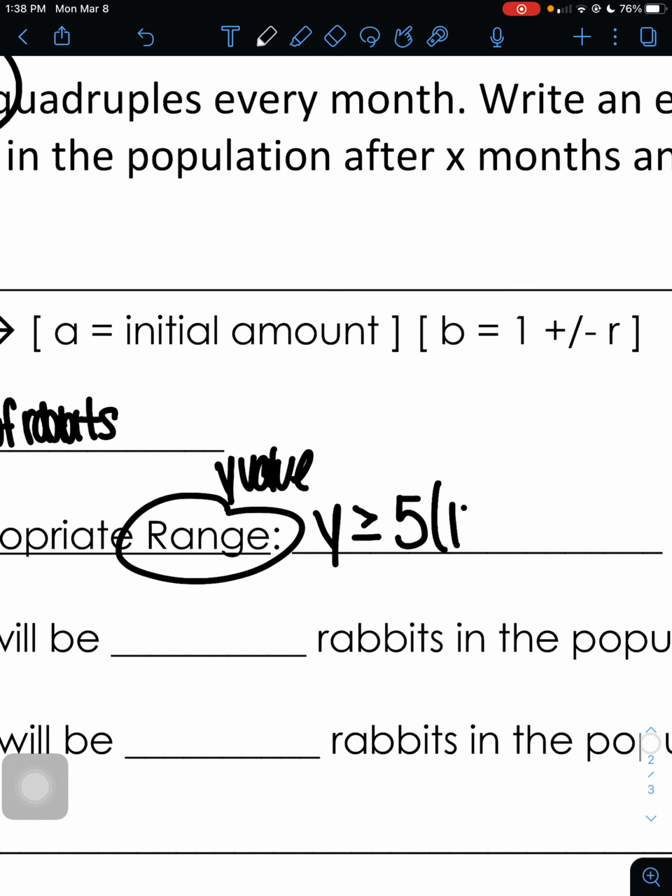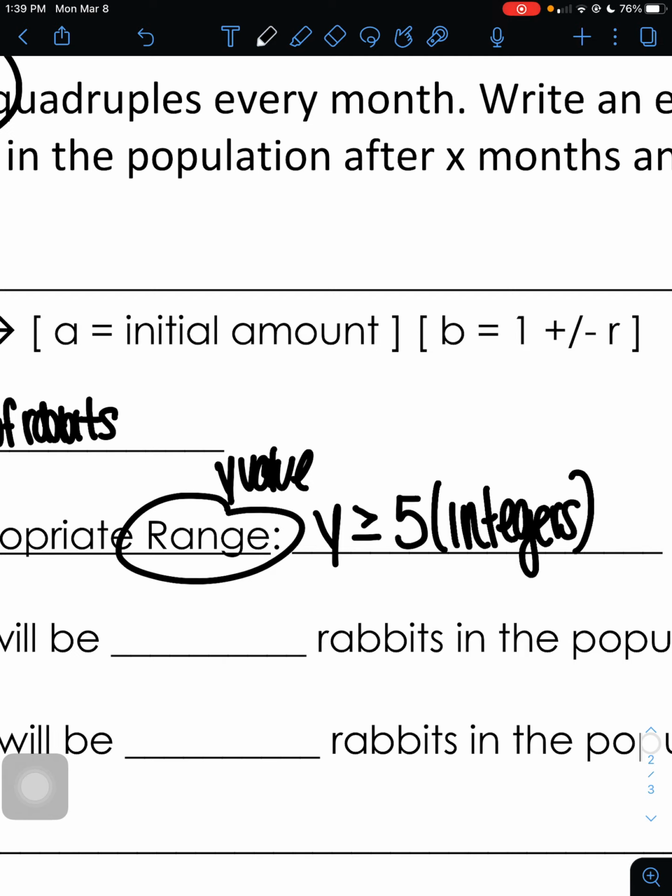And I want to just make a note here that these are going to be integers. Because I can have 5 rabbits, 6, 7, 8, 9, but I can't have 7.5 rabbits or 3.2 rabbits or parts of a rabbit. So I want to make sure that I'm using those whole numbers, those integers.